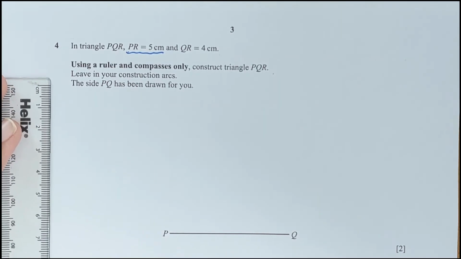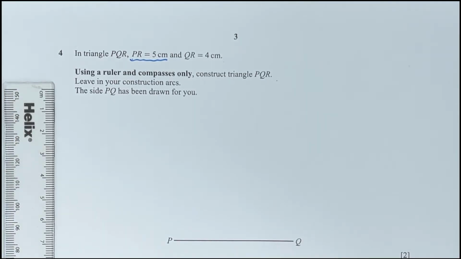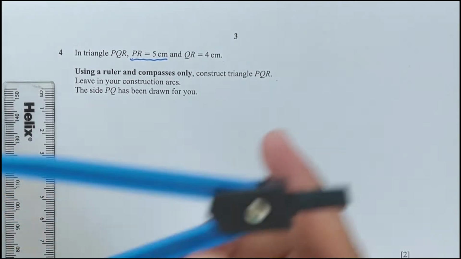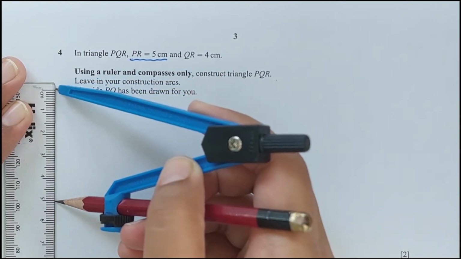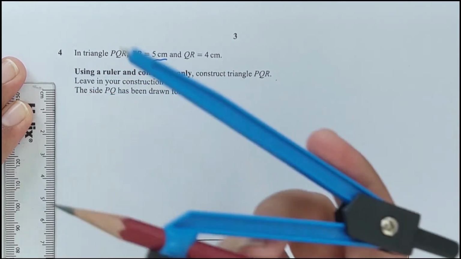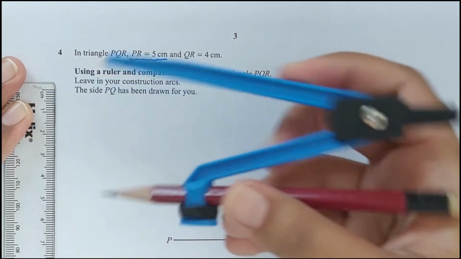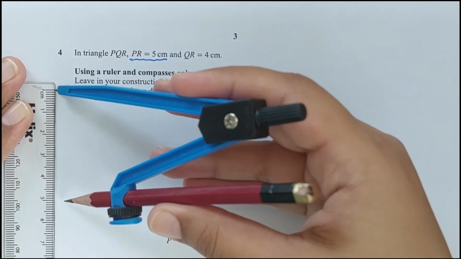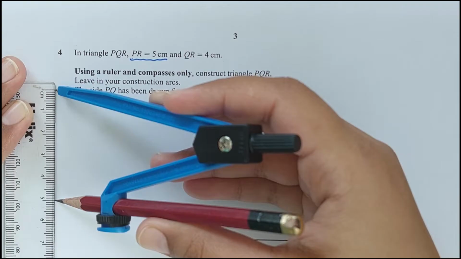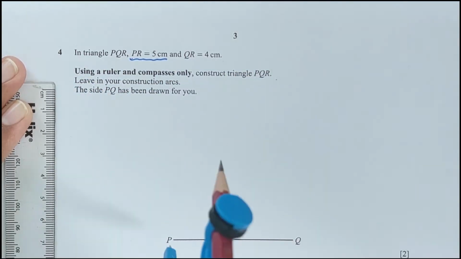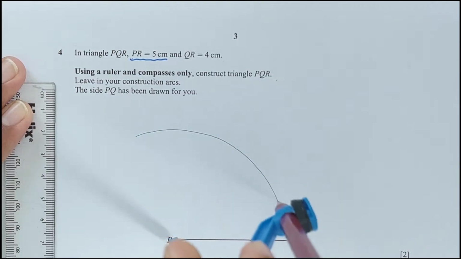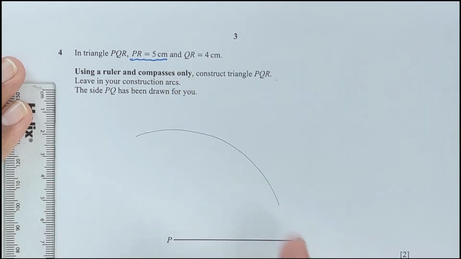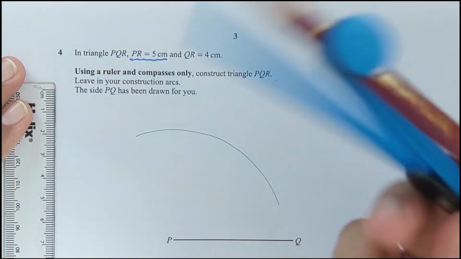This is centimeters, right? You can see. Let me open the compass. Yes, you guys can see, no, it's a little bit more. So this is exactly 5 centimeters. From P to R, this is 5 centimeters, and Q to R is 4 centimeters.